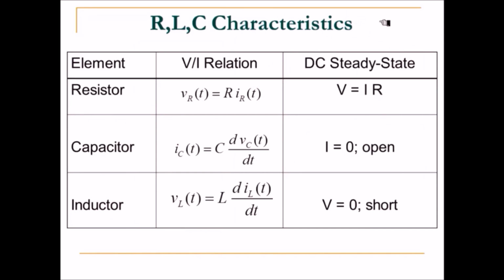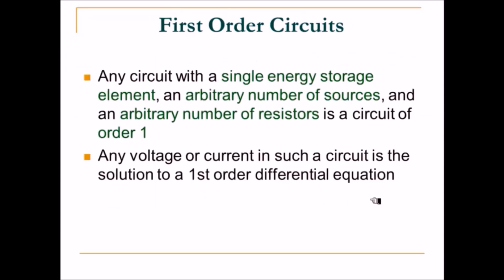Before moving to DC transient analysis, I want you to remember the voltage and current relationship for resistor, capacitor and inductor. This is the V and I relationship for RLC during the transient period, and this is the V and I relationship for RLC during the steady state period. Now let's understand what first order circuits and second order circuits are with respect to DC transient analysis.